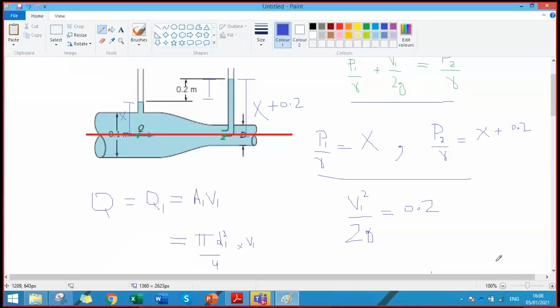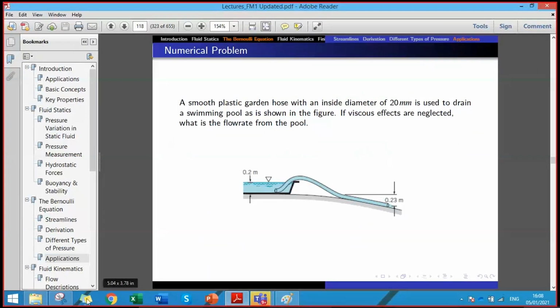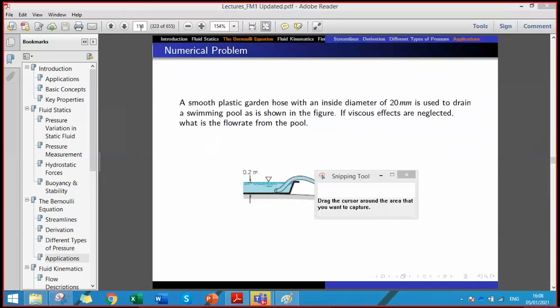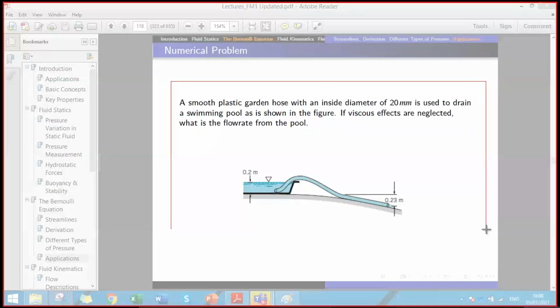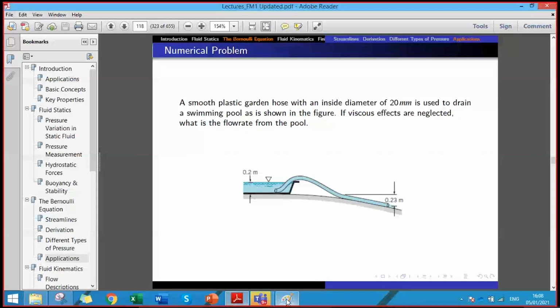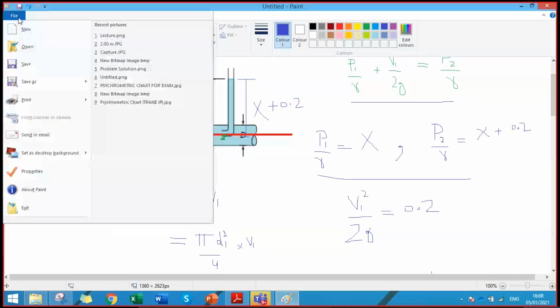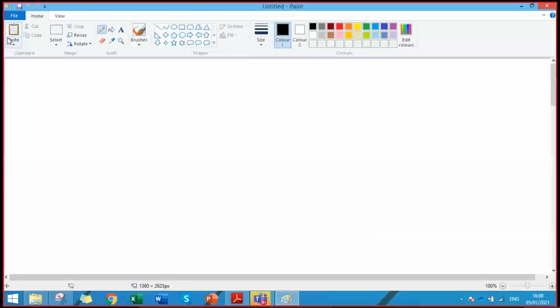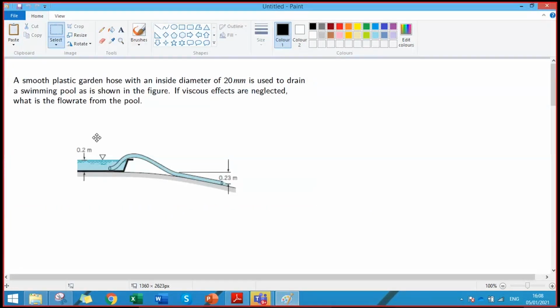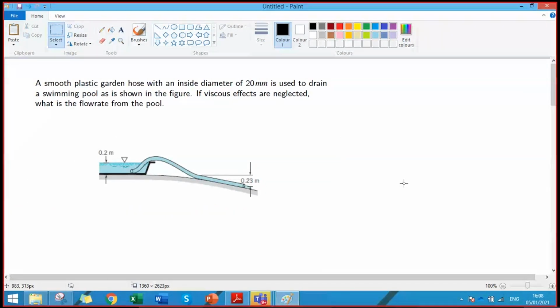Okay. Moving further, we solve another problem. The purpose behind solving this many problems is that you can become familiar with how to define the points for applying the Bernoulli equation, how to simplify different terms in the Bernoulli equation, and how to define the datum. Otherwise, it's a very simple trick to apply the Bernoulli equation. Just define 2 points, write all the terms and solve for the unknown.